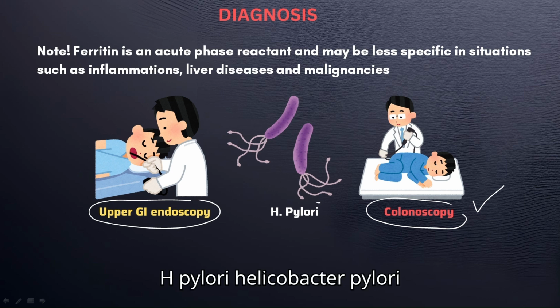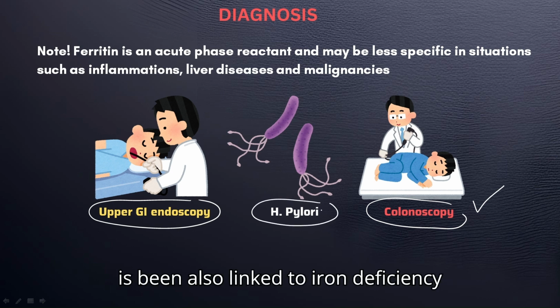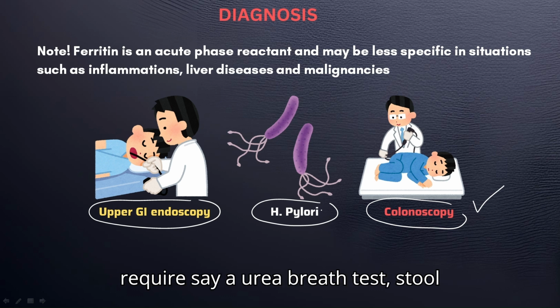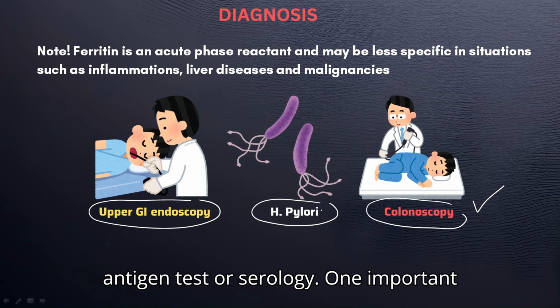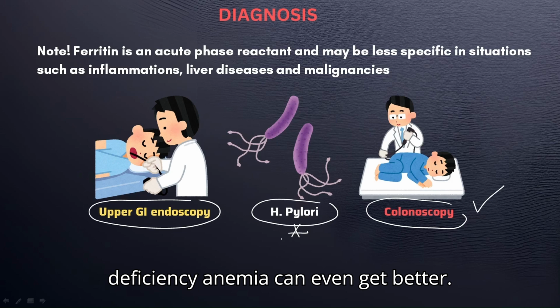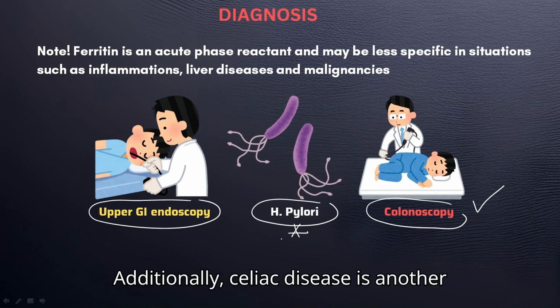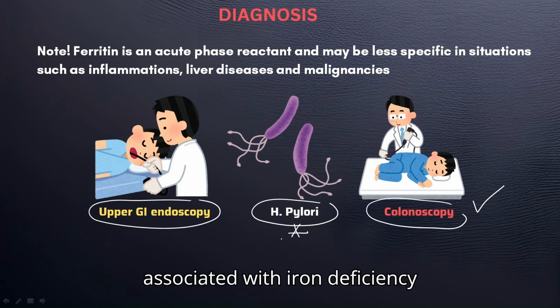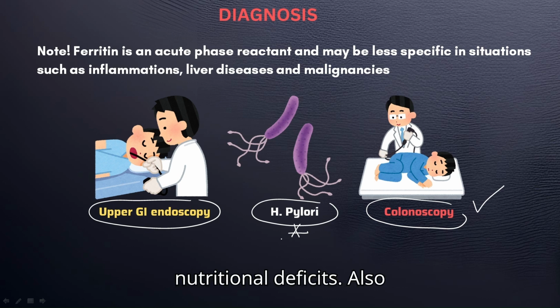Moreover, H. pylori, Helicobacter pylori, has also been linked to iron deficiency anemia, and a thorough evaluation may require, say, a urea breath test, stool antigen test, or serology. One important thing to note is that sometimes if you treat H. pylori, the iron deficiency anemia can even get better. Additionally, celiac disease is another important consideration as it can also be associated with iron deficiency anemia. And do well to consider nutritional deficits, and also importantly, frequent blood donations can also cause iron deficiency anemia.